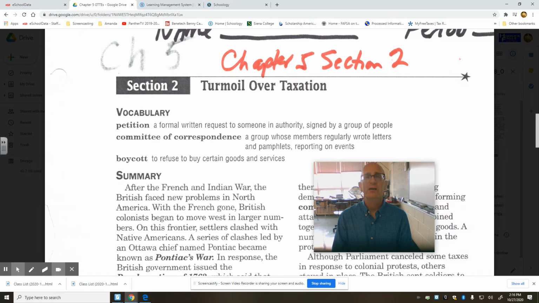Just bear in mind, again, there are 7 other terms that relate to this section. The whole 10-term deck appears on Quizlet and on your Google Classroom page. Make sure that you're studying and giving yourself time. This deck is a long one, and once you know the terms and understand each of their definitions, I think it will help you much better understand what we're learning in class in Chapter 5, Section 2, turmoil over taxation.